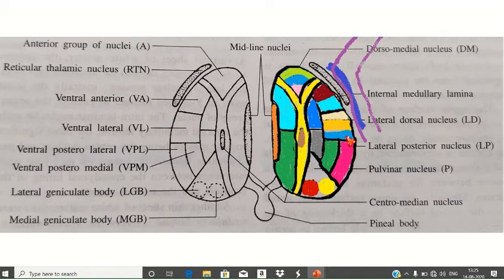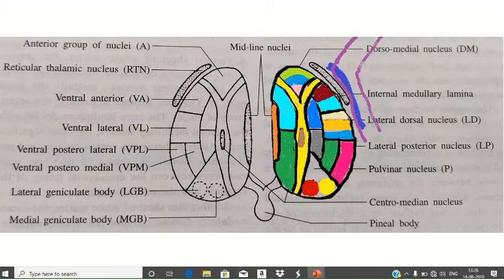Okay. Then coming to the ventral posterior group. This ventral posterior group is subdivided into posterolateral and posteromedial groups. So remember, the lateral posterior one is ventral posterolateral, and the medial one is ventral posteromedial. These are vertically divided. These are horizontally divided.